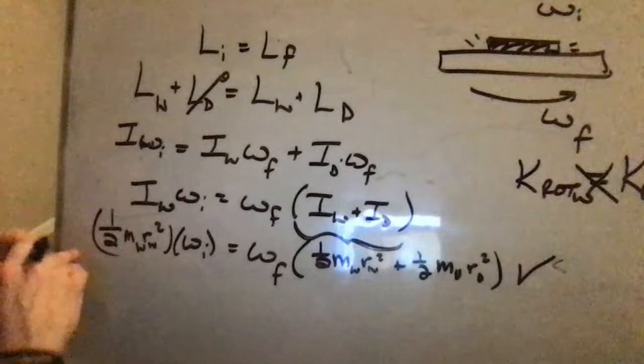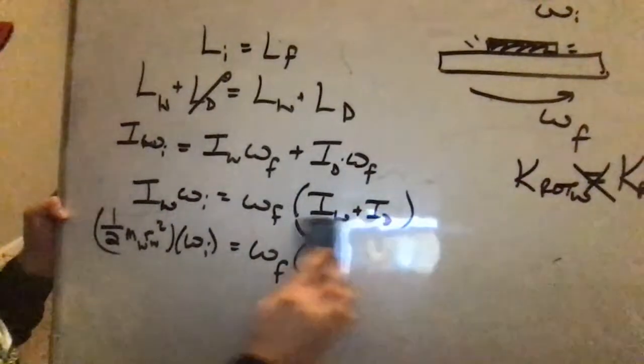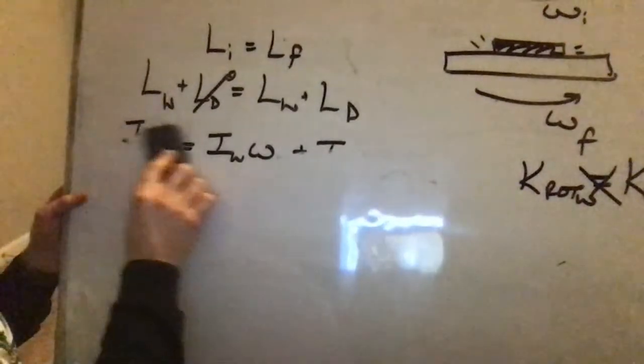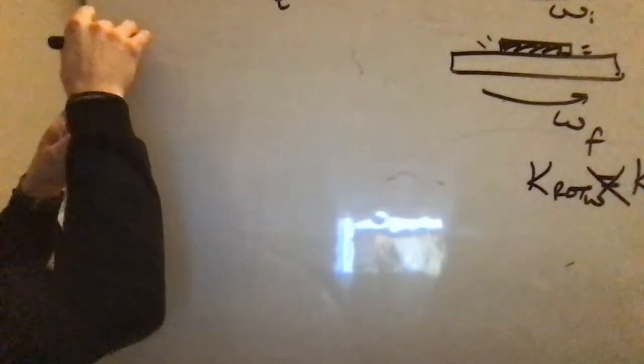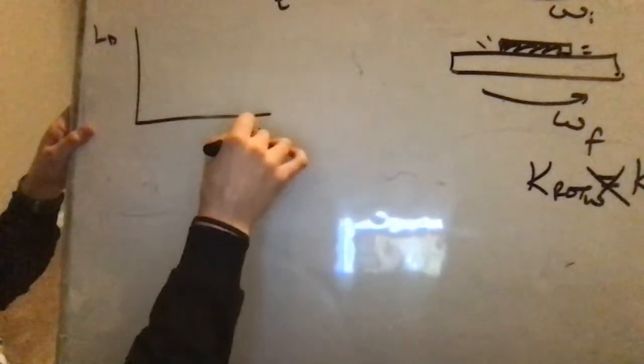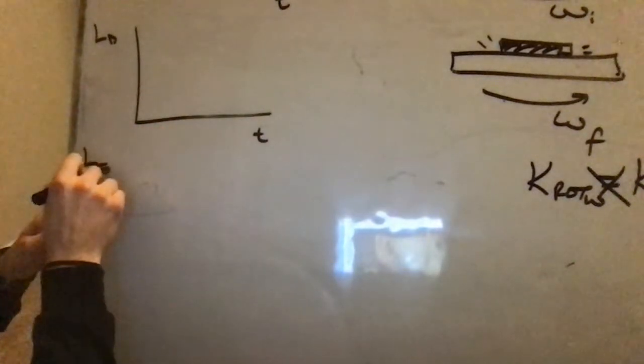In my class, the follow-up to this whole thing was, okay, if it is conserved, then sketch me the 3 graphs. Sketch me the angular momentum graph of the wood disk, the angular momentum graph of the dark disk, and the angular momentum graph of the entire system. So let's go ahead and do that. I got 3 graphs. This is over time. Let's go L of the wood, L of the dark disk, and L total.